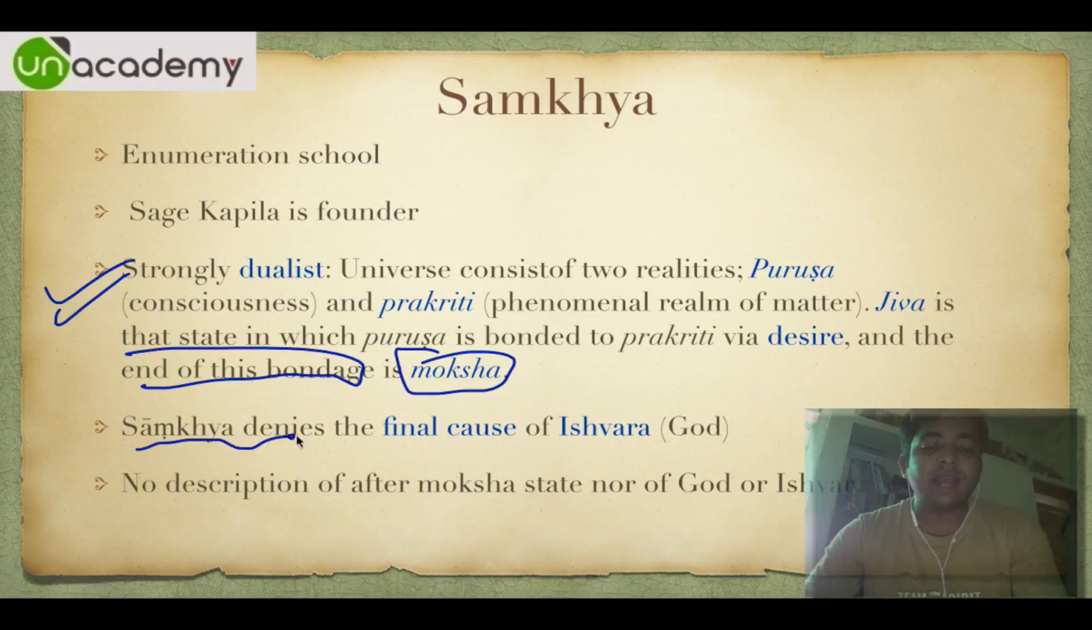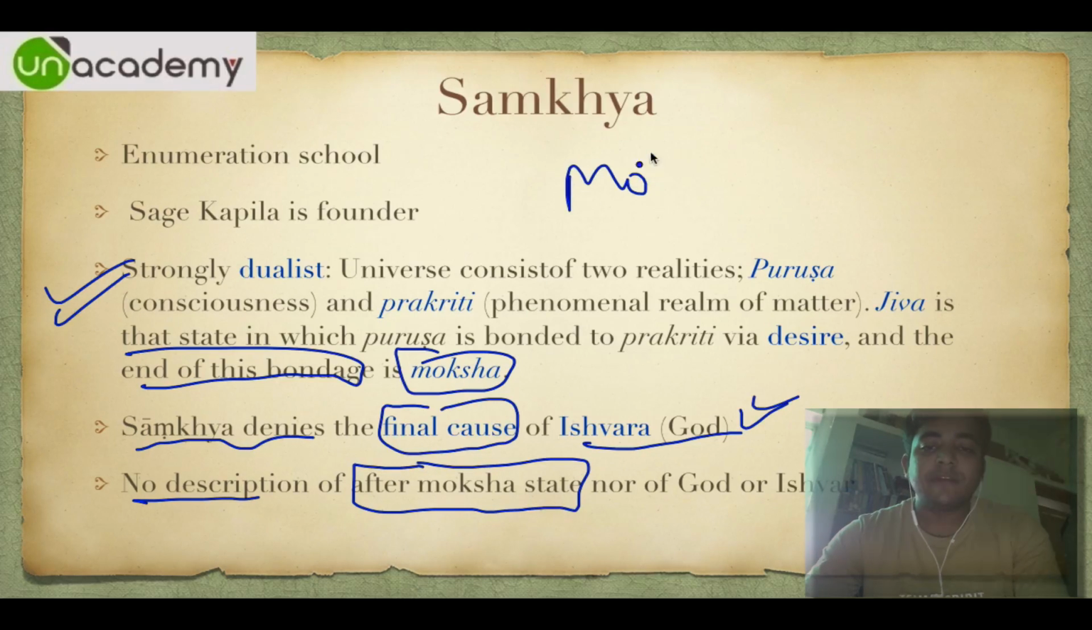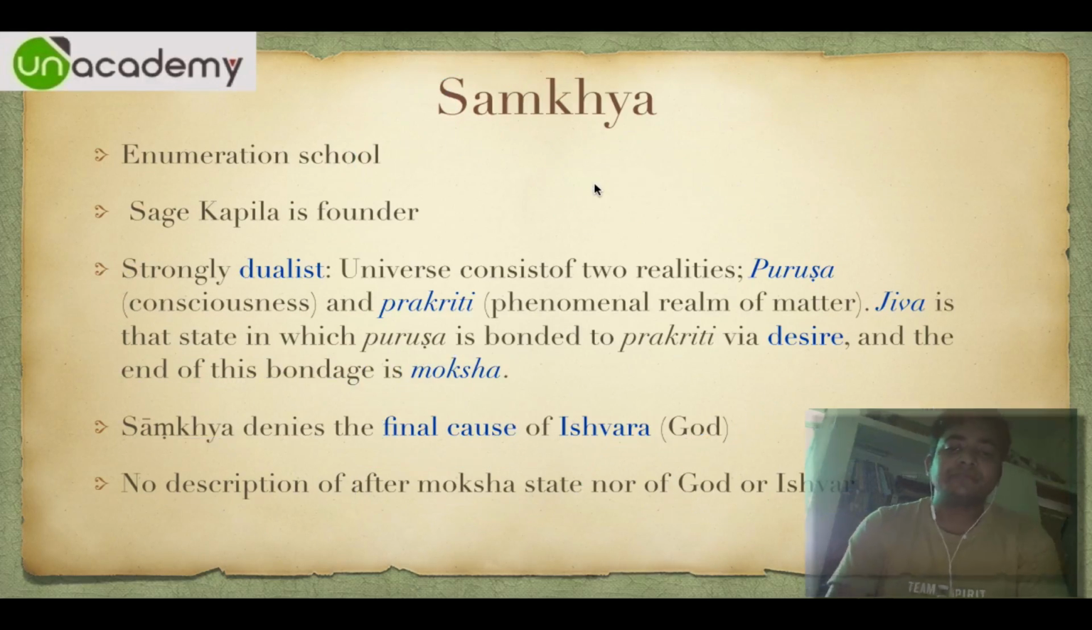Then Sankhya denies the final cause of Ishwar or God. Is that understood? Sankhya denies the final cause of Ishwar or God. They do not believe that there is God or not. Then there is no description of the after-moksha state. See, moksha to mil gaya, we have got moksha, but what after it? There is no description of it, nor do they talk about God or Ishvara. So this was the first school, that is Sankhya.